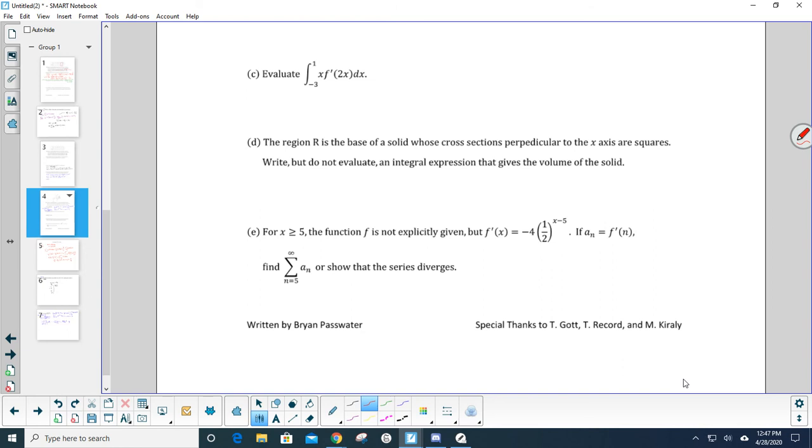D is the base of a solid whose cross sections perpendicular are squares, but do not evaluate. So we are going to be going from 2 to 5, and it's going to be f of x squared dx, and you're done. And that's worth a point. But you can totally do that without having to worry about anything else.